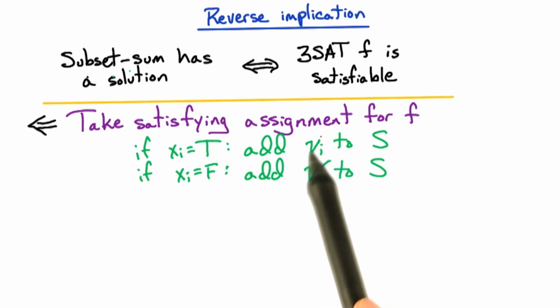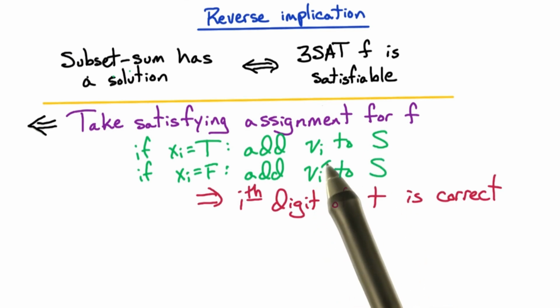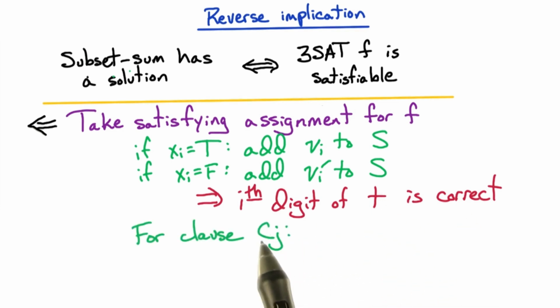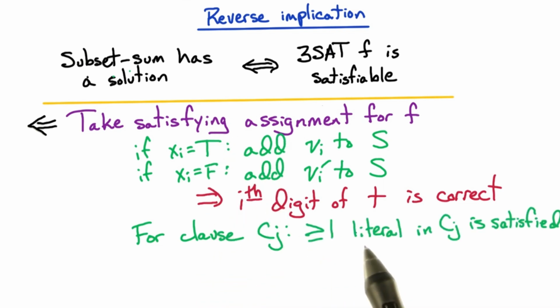We're adding exactly one of v_i and v_i prime to S. This means in the ith digit we get exactly 1. So the ith digit of t is correct. Now let's look at the jth clause. We started from a satisfying assignment. Therefore, at least one of the literals in this clause is satisfied.